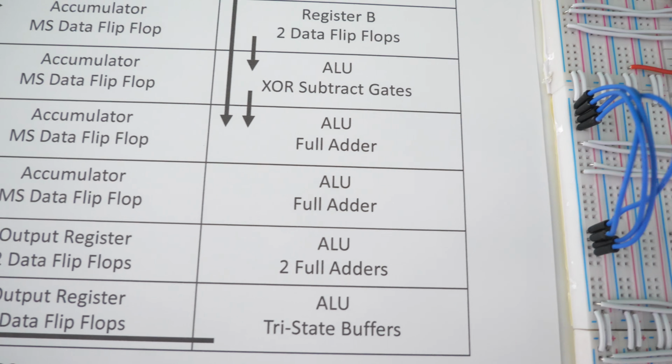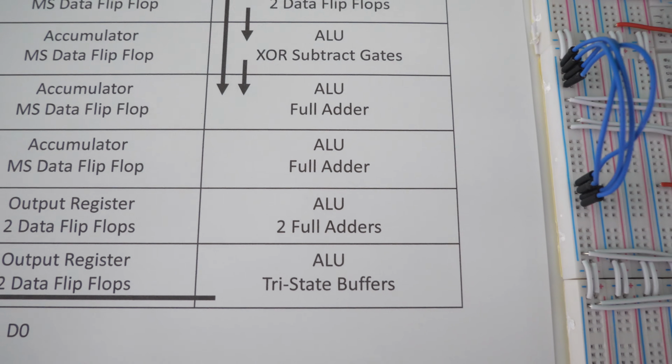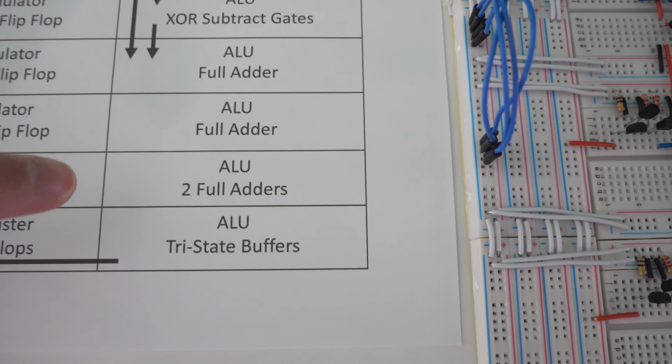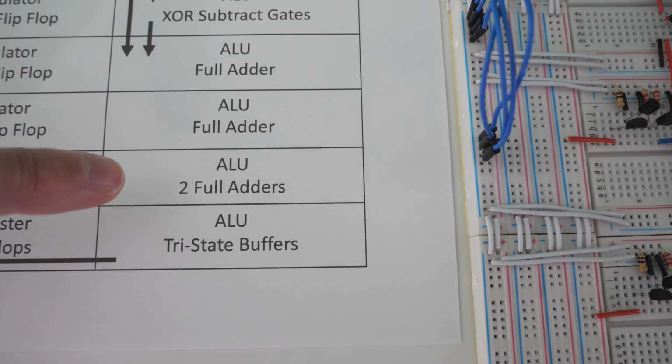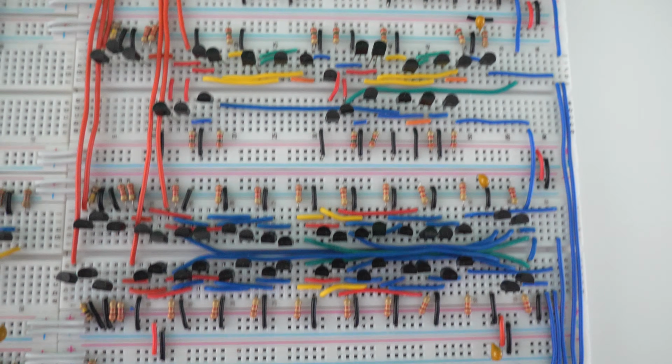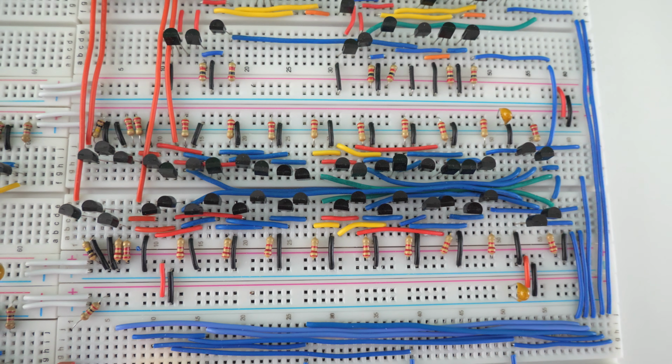And then if we look, we actually have 4 full adders. So on one breadboard we have a full adder, and then on this breadboard we have a full adder, and on this breadboard we have 2 full adders. So if we go over to our computer, this is a full adder, this is a full adder, and then this is 2 full adders.